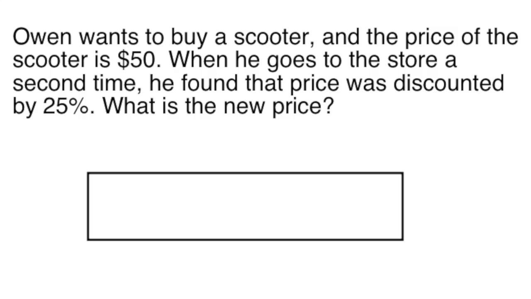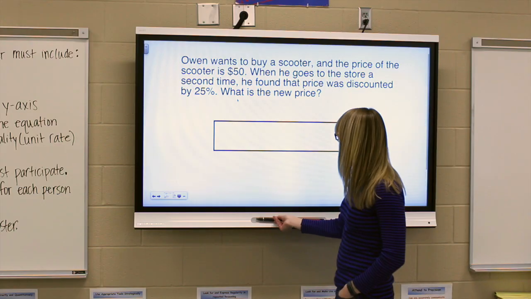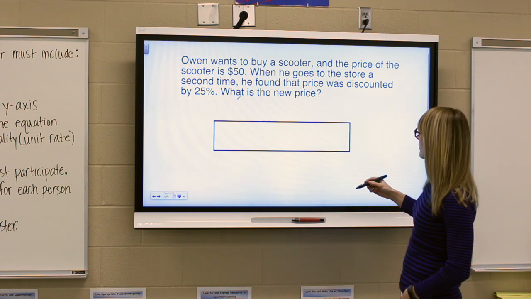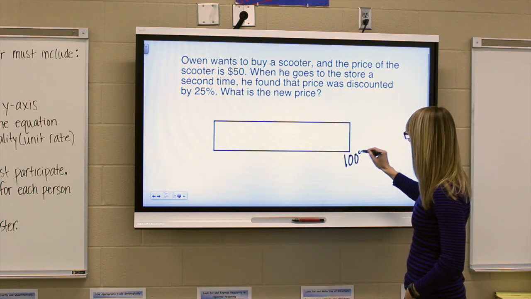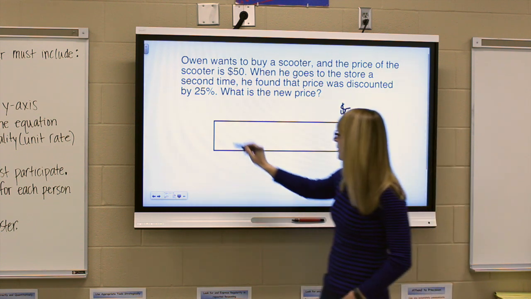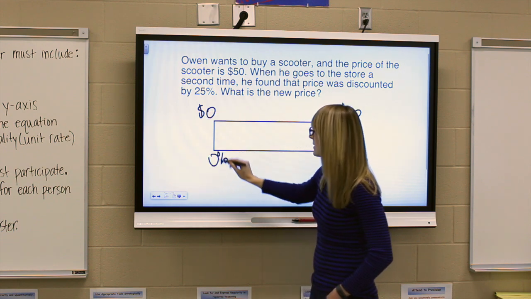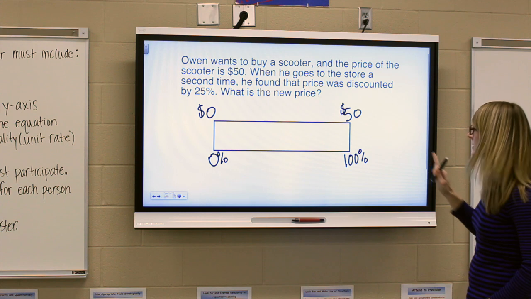So now we're going to use percent bar models to do a real life problem. At a store, Owen wants to buy this scooter, and the price of the scooter is $50. When he goes to the store a second time, he finds that the price was discounted by 25%. So we're looking for the new price of the scooter. Well, first on setup, we know that the price of the scooter, the whole price, was $50. And we know that $0 would have been 0%. Okay, so there's our setup.